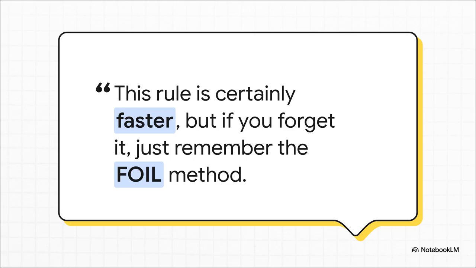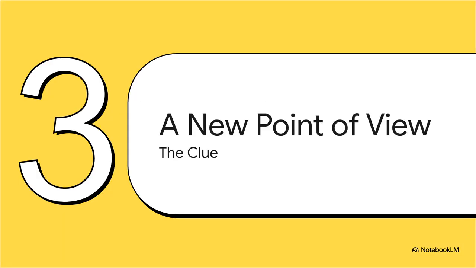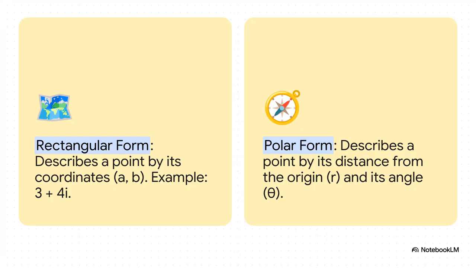But do you feel like you understand rotation any better? Me neither. It's just a bunch of symbol pushing. It's a machine that spits out an answer. It gives us the what, but it tells us absolutely nothing about the why. So, to get to that why, we need to throw out the old playbook and look at these numbers in a totally new way. We need a different perspective. And it's this new perspective that holds the key. See, up until now, we've been thinking in what's called rectangular form.